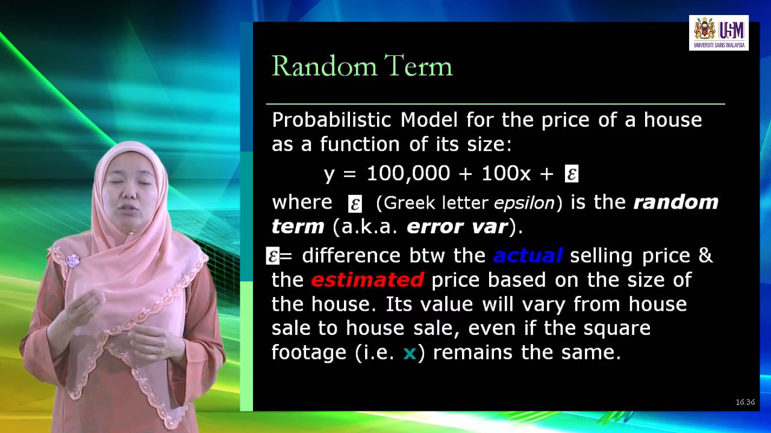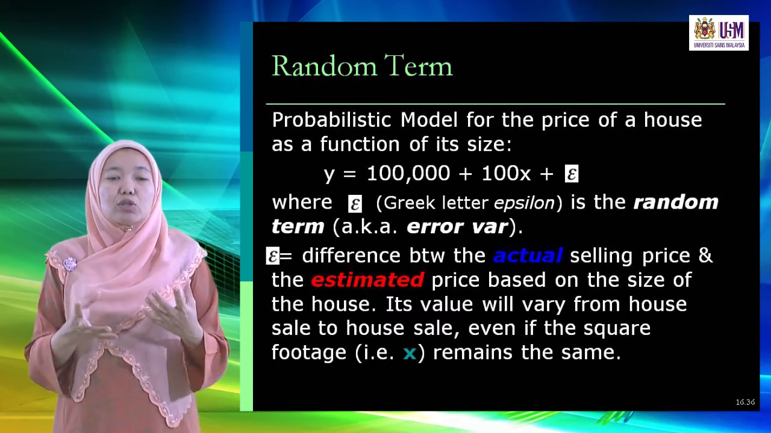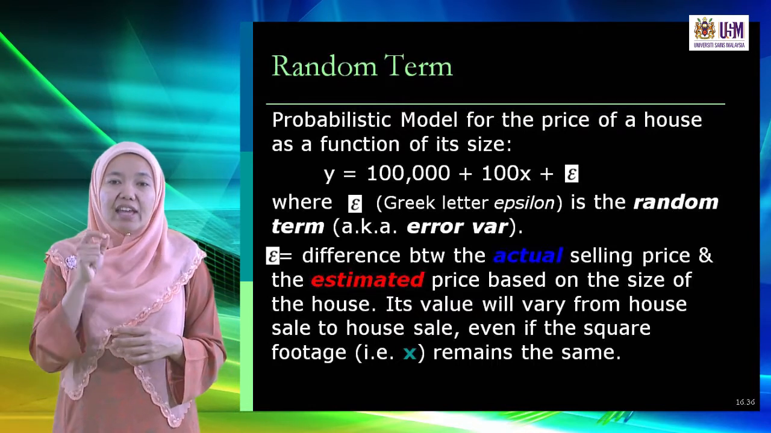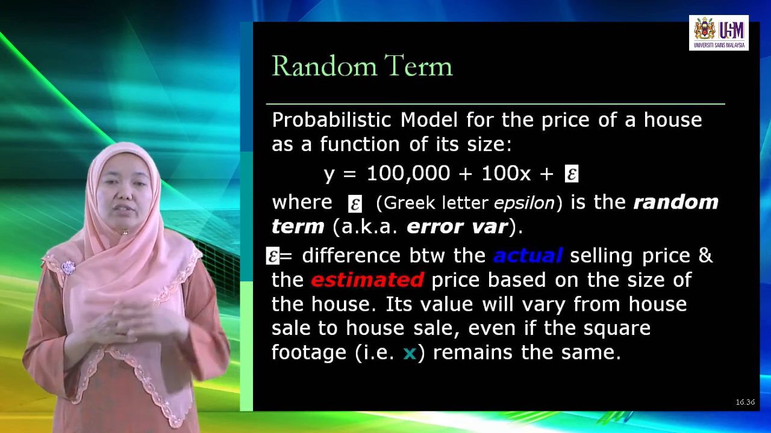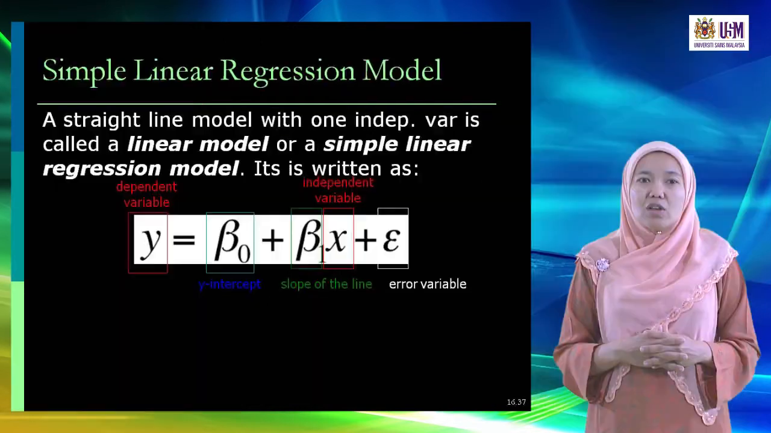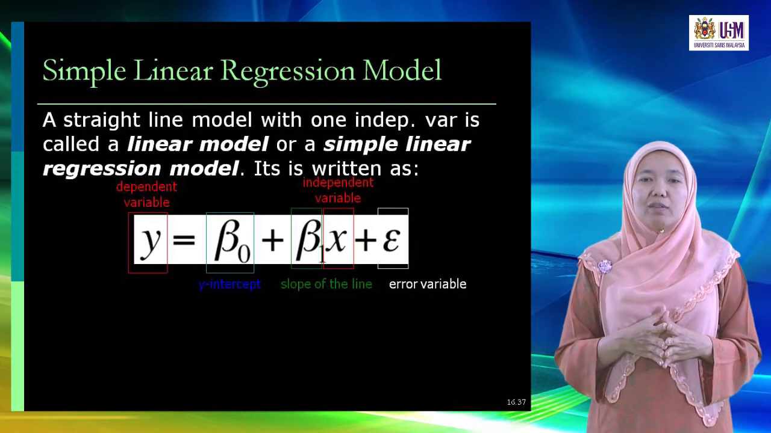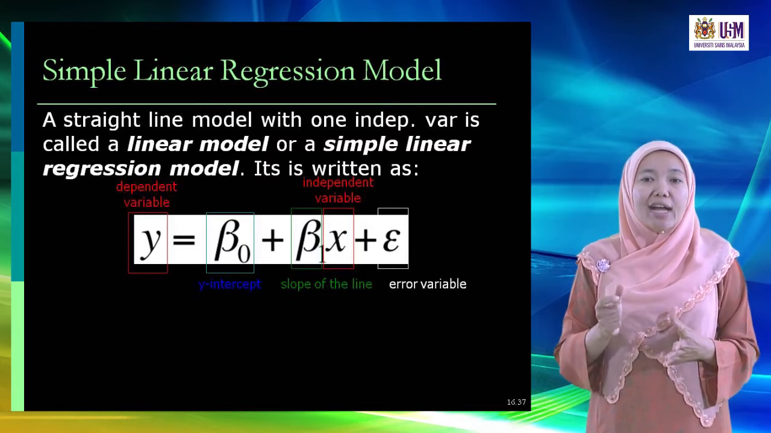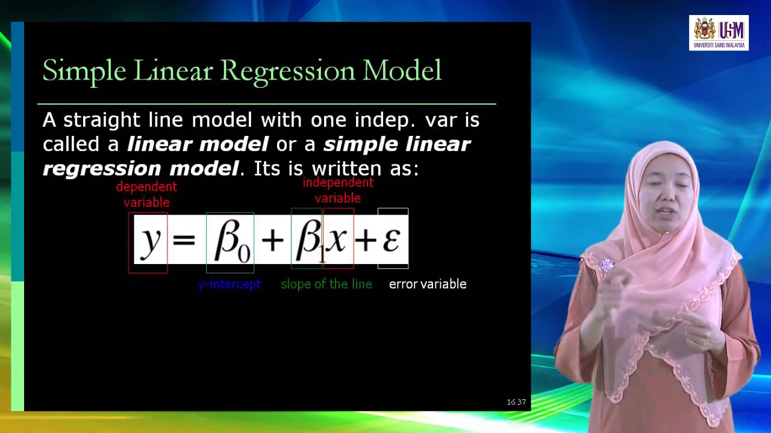So its value will vary from house sale to house sale, even if the square footage, that is the X, remains the same. In this case, the addition of the error term explains why you have different blue dots for the same size but different price. So now we have come across the simple linear regression model. What is it? It's simply a straight line model with one independent variable. That's why we call it linear, because it's a straight line.